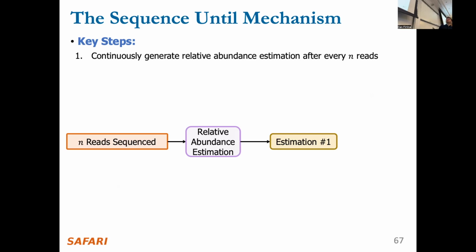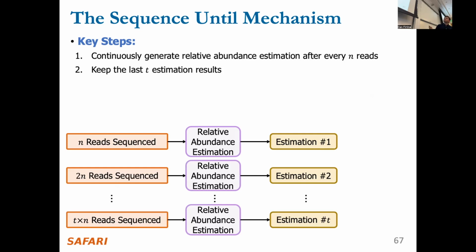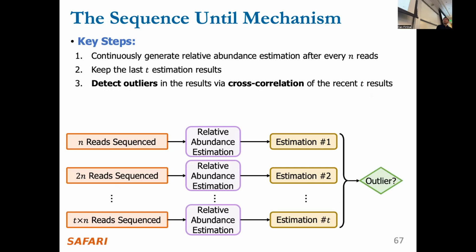Now this is your estimation. And then we basically keep doing this, and we always keep the last t estimations that we had previously, right? So this is the last t estimations as we keep sequencing. And as soon as we have a window of t estimations, we ask the question whether there's an outlier in our estimations.